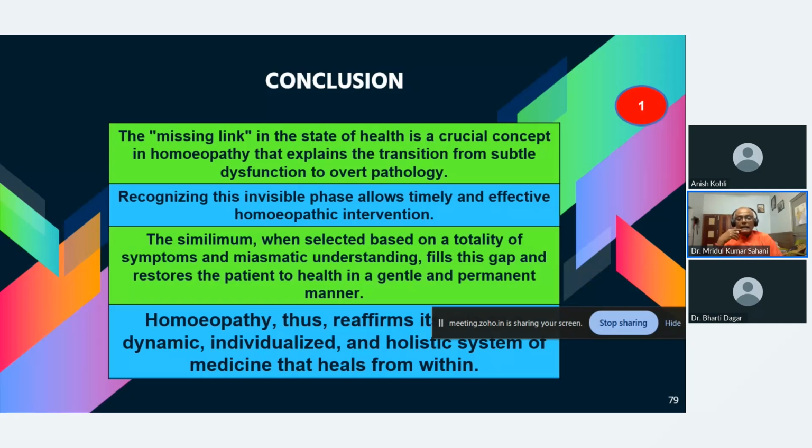And so at the end, we are coming to the end of this session. The missing link is the state of health, a crucial concept in homeopathy that explains the transition from subtle dysfunctions to overt pathology, and recognizing these invisible phases allows timely and effective homeopathic intervention. The simillimum, selected based on the totality of symptoms and miasmatic understanding, fills the gap and restores the patient to health in a gentle and permanent way. Homeopathy thus remains a dynamic, individualized, holistic system of medicine that heals from within.